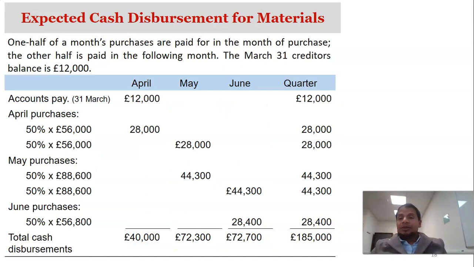All right. So expected cash disbursement: the question says one half of a month's purchases are paid for in the month of purchase. So half is paid in the month we purchase, and the half is paid in the following month. All right. So 31st of March, what's the amount remaining that we need to pay from the month of March? So we have to pay in April. That is 12,000 given. So from the month of March, 12,000 we are paying in April, the disbursement in April.